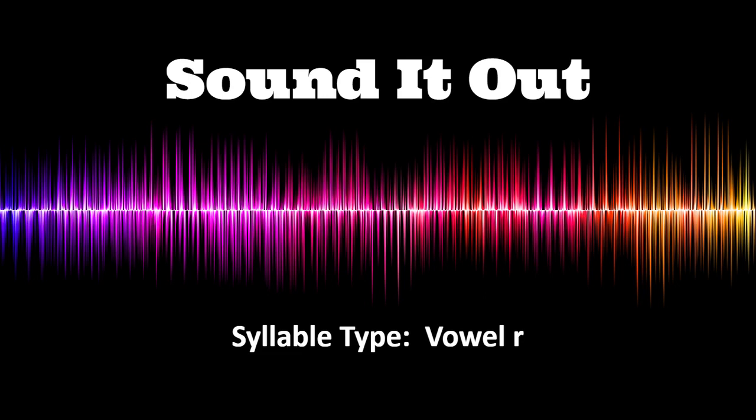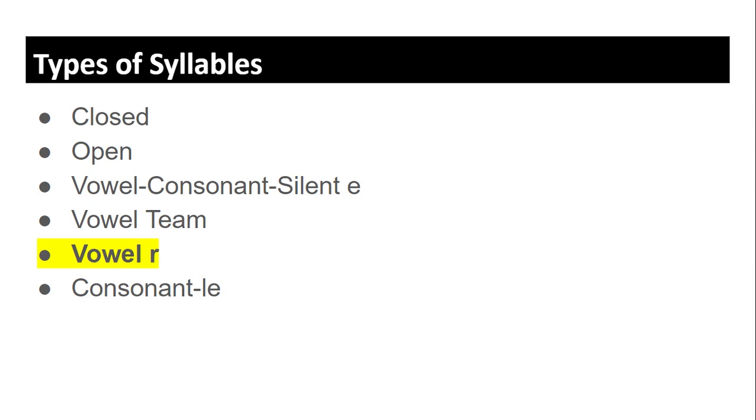In this edition of Sound It Out, we'll be taking a look at the vowel R syllable. This is one of the 6 different syllable types. Remember, understanding the patterns of letters in the syllables can help you understand what the vowel will say, which can help you read words. In this syllable pattern, we see a single vowel followed by an R.